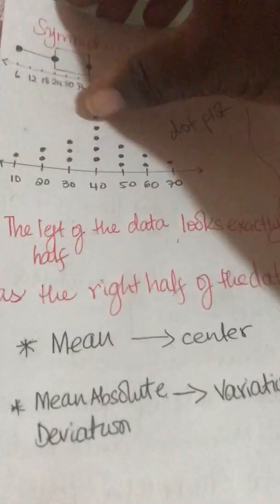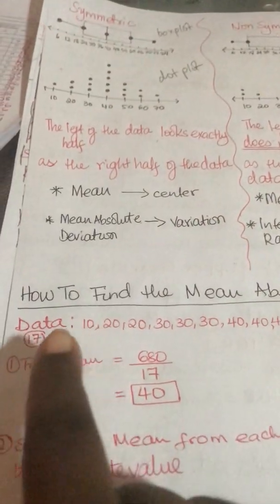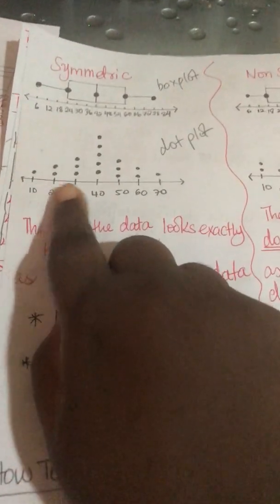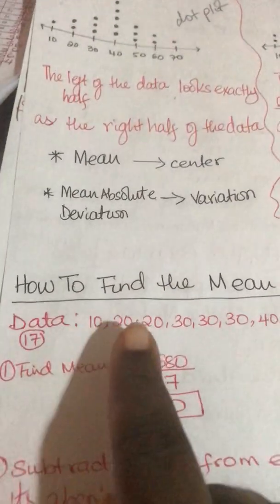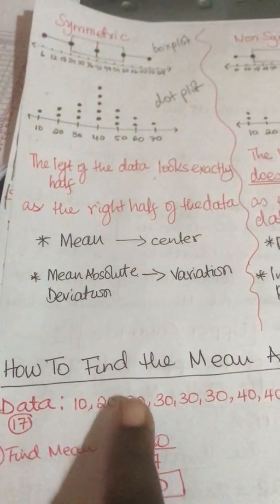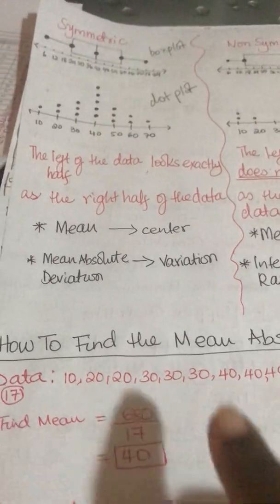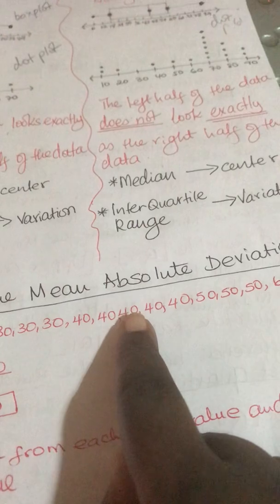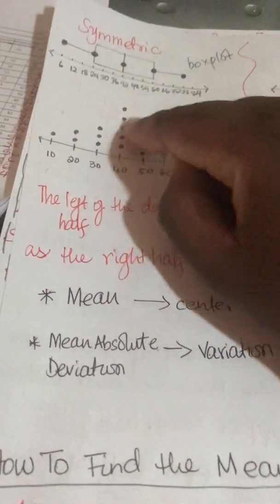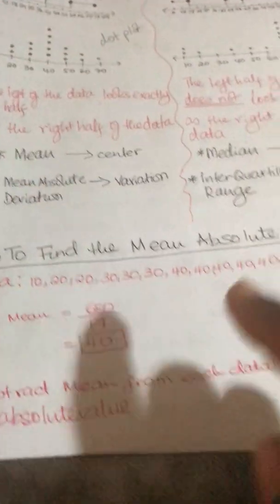Now let us see how to do mean absolute deviation. So I use this data set. I got my data from my dot plot. How many 10s? 1. How many 20s? 2. Because there's 2 dots of 20. How many 30s? 3. 3 dots of 30. How many 40s? 1, 2, 3, 4, 5. Because I have 5 dots, like that. 53 of them, 62, and that.